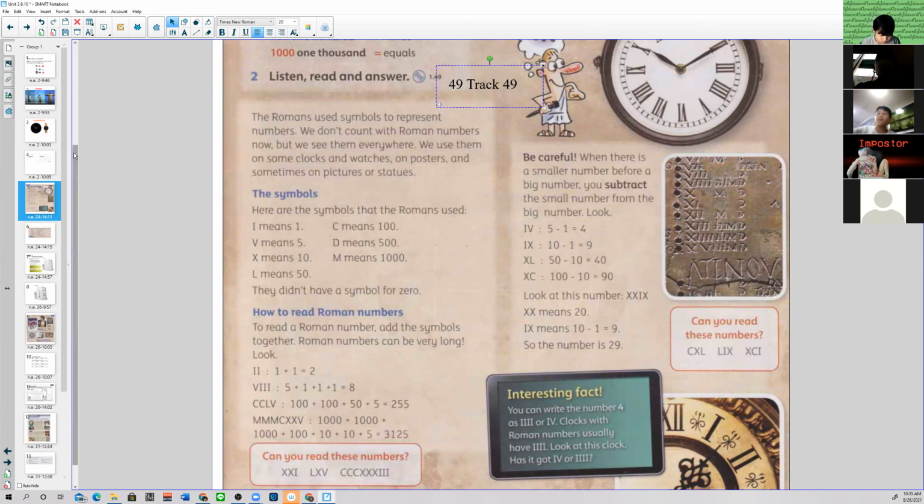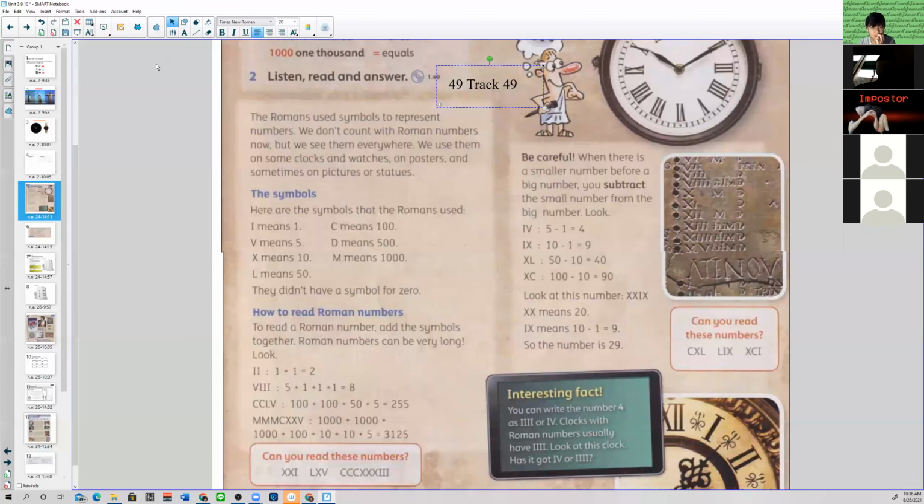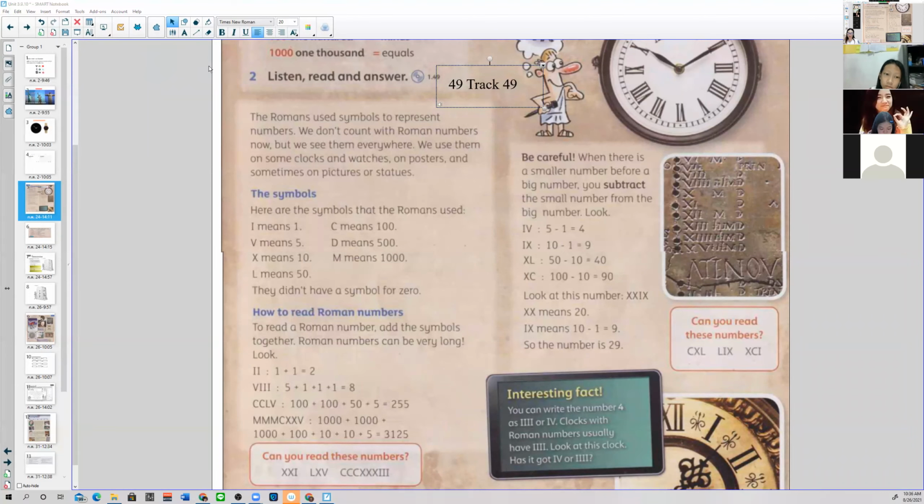Listening 1.49. Listen, read, and answer. The Romans used symbols to represent numbers. We don't count with Roman numbers now, but we see them everywhere. We use them on some clocks and watches, on posters, and sometimes on pictures or statues. Have you ever seen a Roman number before? Have you ever seen one?